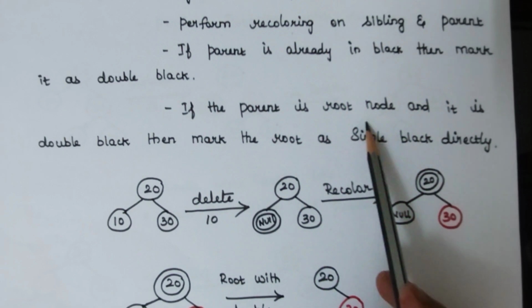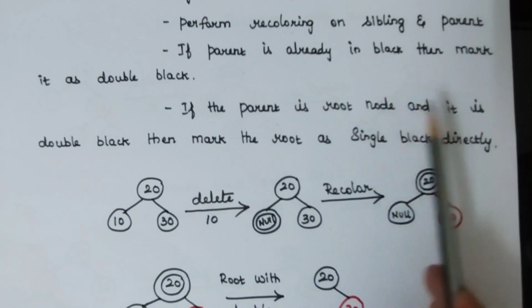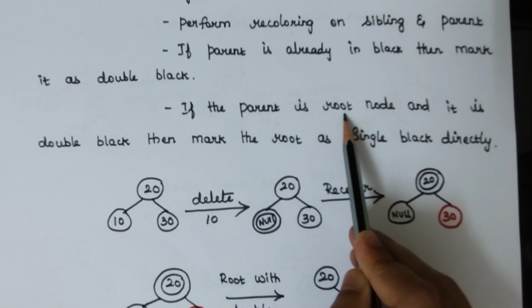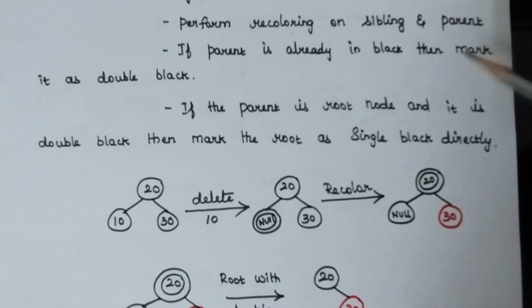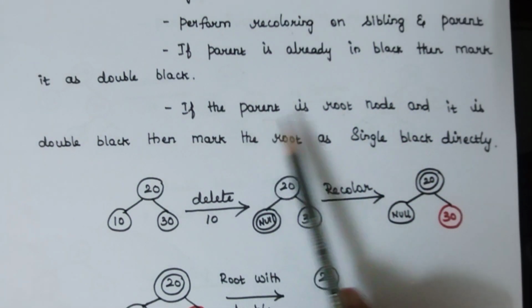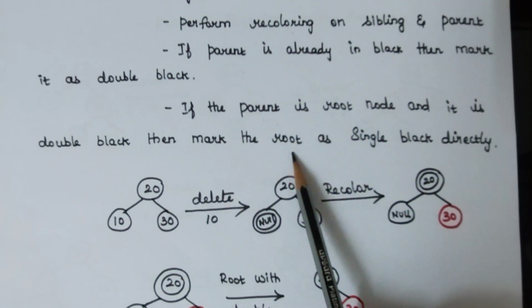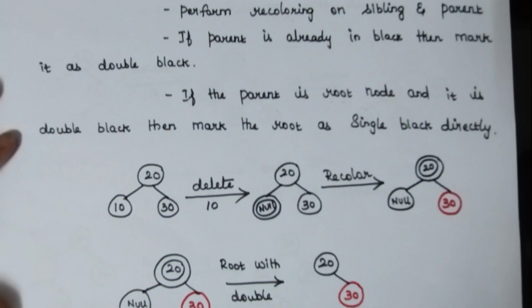Now, if the parent is the root node and it is double black, then you can directly eliminate that double black color without performing any operation, any rotation or recoloring. Directly you can ignore that double black once the parent is the root node. If it is not the root node, again you need to follow the same process. Again compare it with the sibling, what is the color of the sibling and what is the color of its child. Based on that, again you need to do some operations. But if the parent is the root node and it is double black, then you can directly eliminate it and consider it as a single black. So we'll see one example for that.